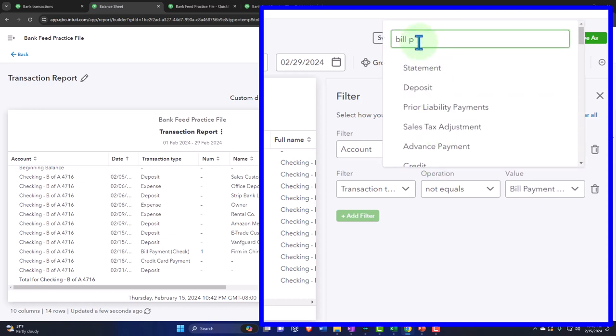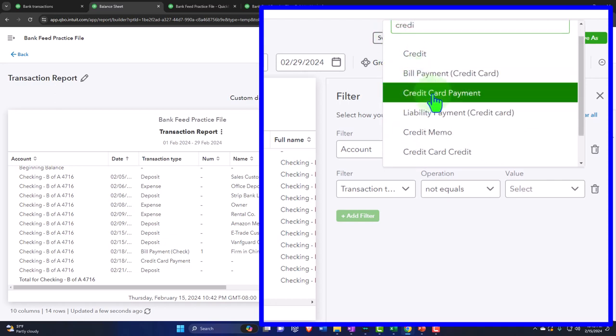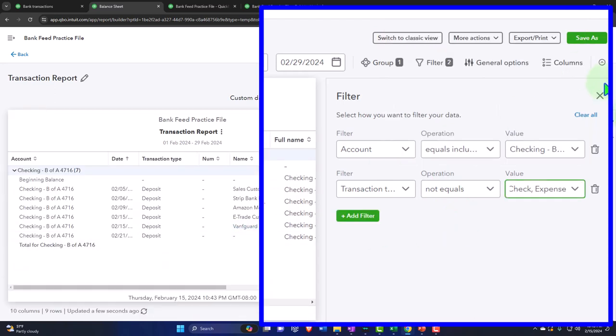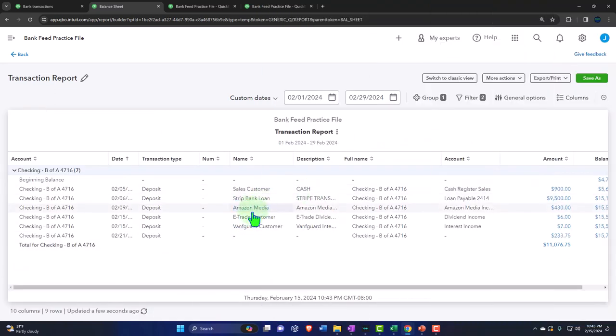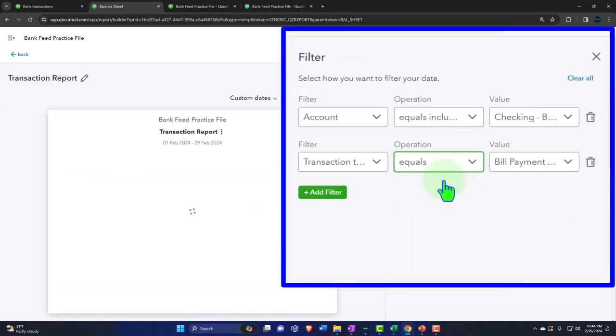And then we could have the credit card payment form. And then I could select all. See, I have to select all of those to make sure that I pick up all the proper transactions. Hold on, I said not equal to. I wanted to say it equals those transactions.